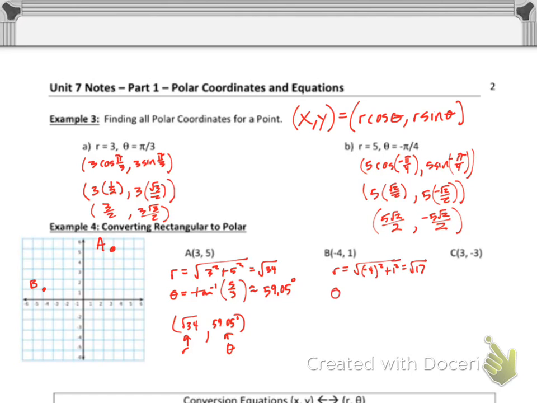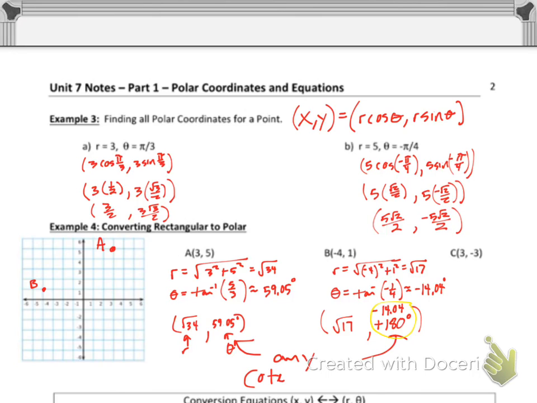B, same idea: x squared plus y squared square rooted will give you that r, so square root of 17 in this case. And then the inverse tangent of y over x is going to give you an angle, so I get negative 14.04. But if you look at my plot of point B over to the left, that's facing the wrong way, it's 180 off. So you might jot that down and go, whoops. I need to add 180 to that because it's facing the wrong direction. That's your correction, and you can get a value for that.